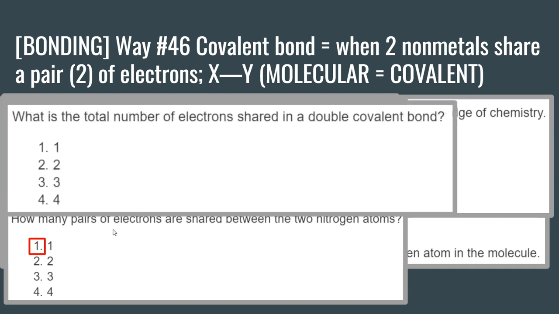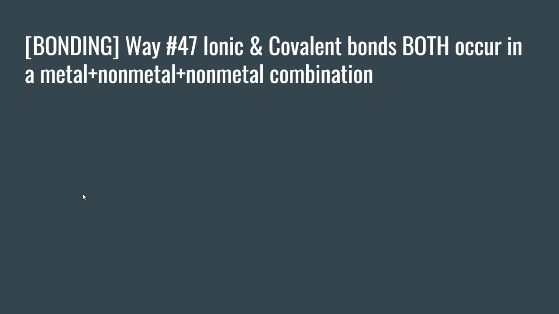What is the total number of electrons shared in a double covalent bond? Double covalent bond, remember each bond refers to a pair of electrons. So a double covalent bond would be 2 pairs of electrons. 2 pairs would be equal to 4 total electrons.